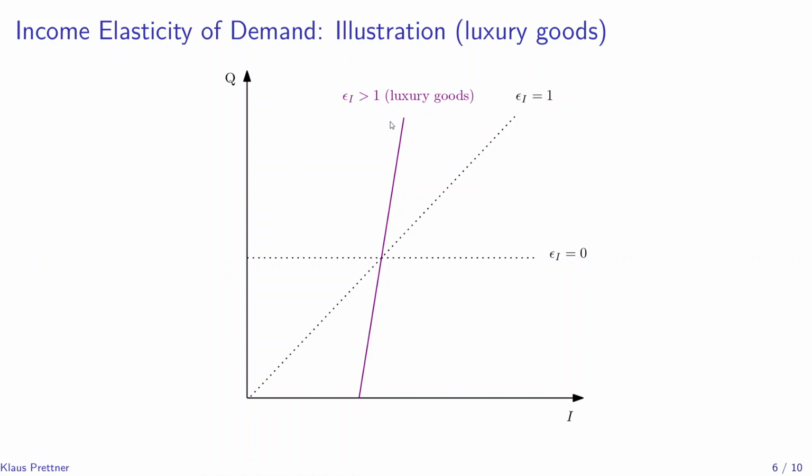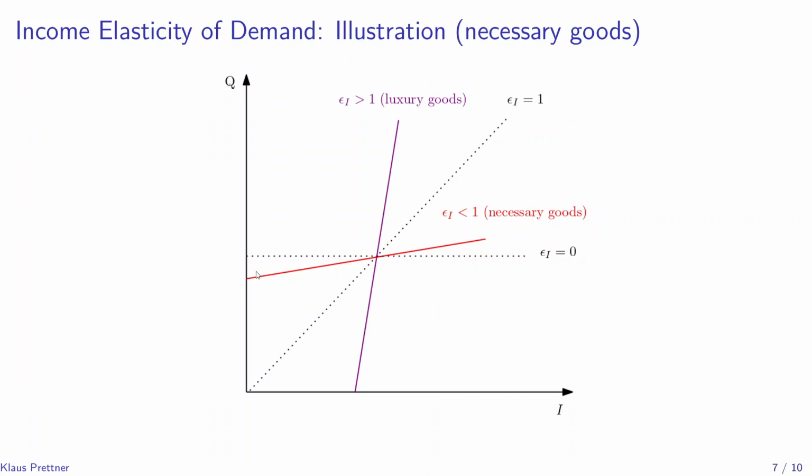And then the demand would rise for luxury goods even faster than income rises. So if the percentage change in income is 1, then the demand for luxury goods may rise by more than 1. That's the characteristic. Therefore, this line here that displays demand as a function of income would be rather steep for luxury goods.